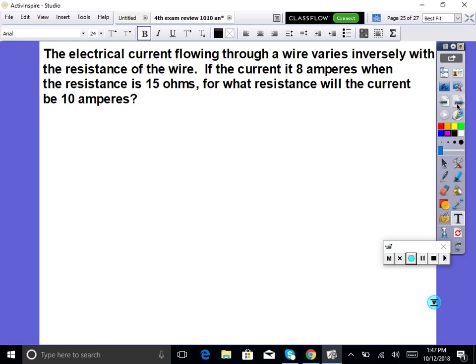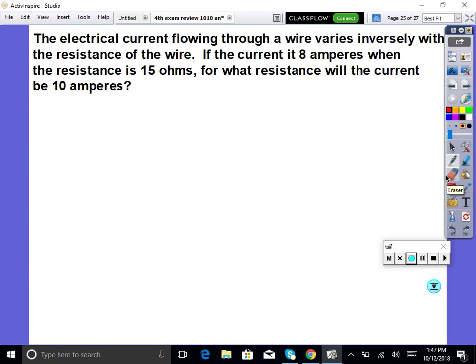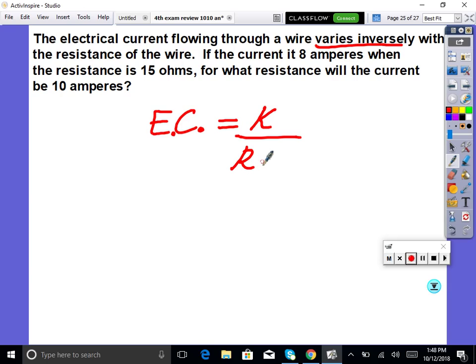It says the electrical current flowing through a wire varies inversely with the resistance of the wire. So remember that with these, they're actually really easy as long as you know what they mean. It says varies inversely. So electrical current, I'll just abbreviate, is equal to k, and it varies inversely, so that means divided by the resistance of the wire. So R for resistance.